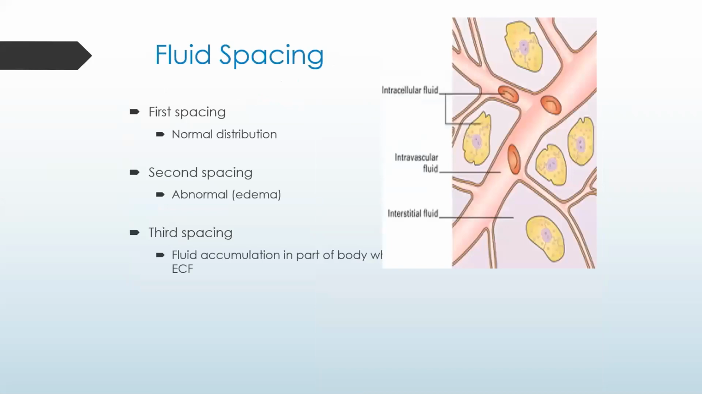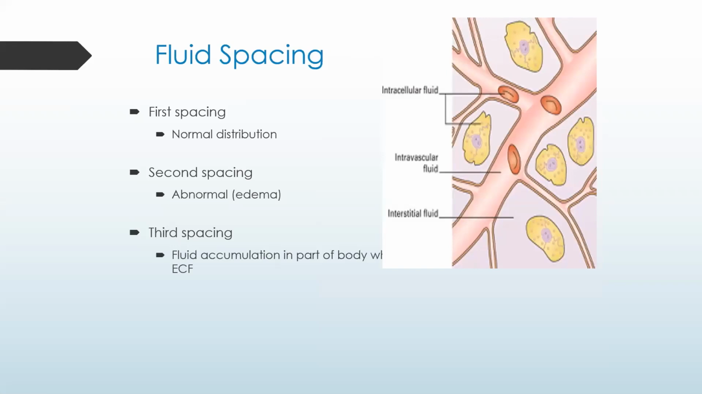Fluid spacing is the distribution of body water. First spacing is the normal distribution of fluid in the intracellular fluid and the extracellular fluid compartments. It is said to be equal. Second spacing is the abnormal accumulation of interstitial fluid like edema.